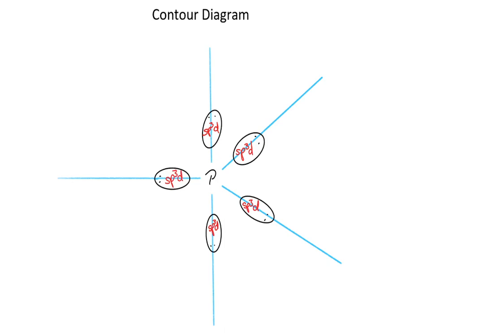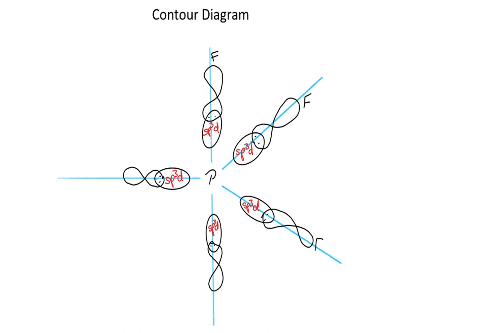From here, we can now add the 2p orbitals showcased by these figure 8s. And there are all 5 of our fluorine atoms. And from there we have the contour diagram of phosphorus pentafluoride showcased with the sp3ds, the 2p orbitals from the 5 fluorines showcased in the trigonal bipyramidal shape.